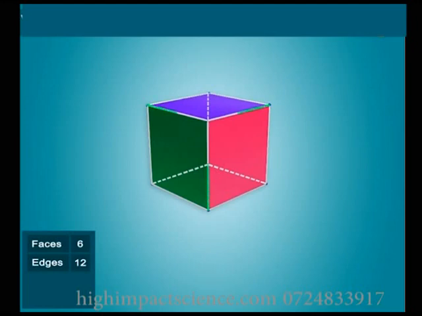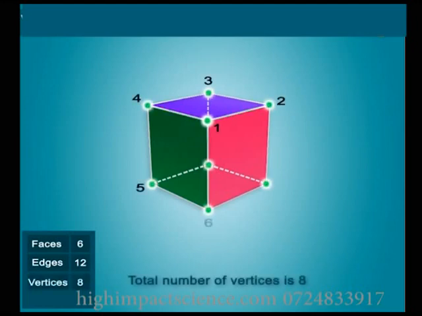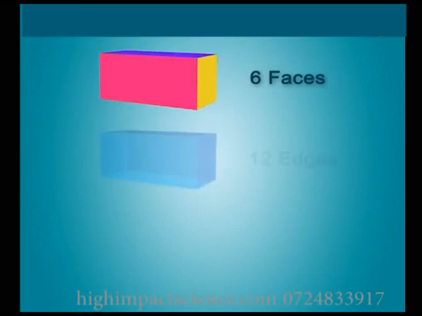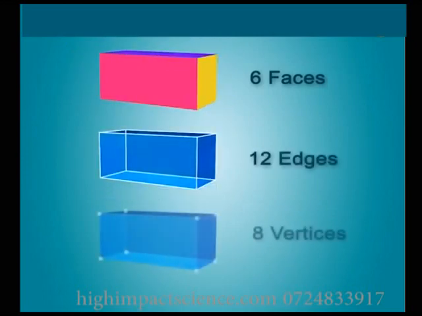Vertices are points where 2 or more edges meet. A cube has 8 vertices. A cuboid has 6 faces, 12 edges, and 8 vertices as well.